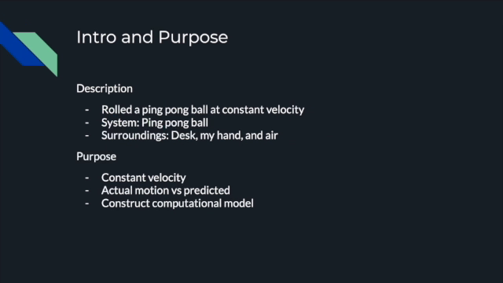For this lab, I pushed a ping pong ball and observed it rolling across my desk at constant velocity. The system is a ping pong ball, and the surroundings are the desk, my hand, and the air. The purpose of this lab is to show the concept of constant velocity and how no force acts on the ball when it travels at constant velocity.